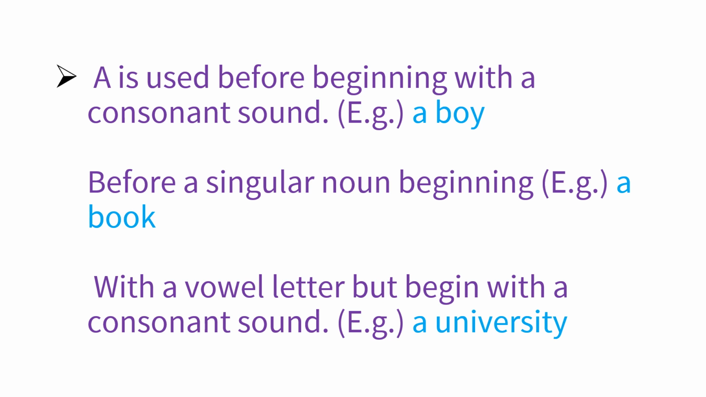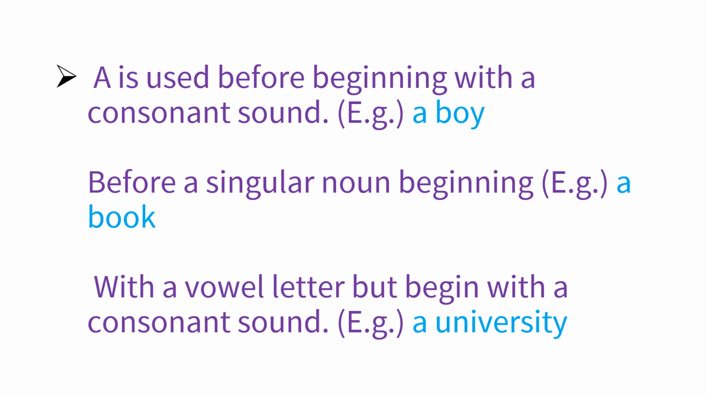It's a little tricky. It's a university, because even though university starts with the letter U, the first sound of the word is not a vowel sound. We do not say an university. So the first sound is the Y sound, which is a consonant sound. So we say university, a university.